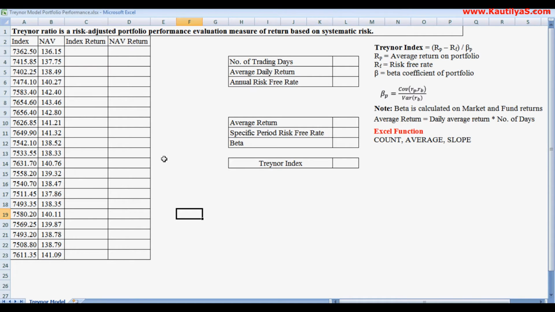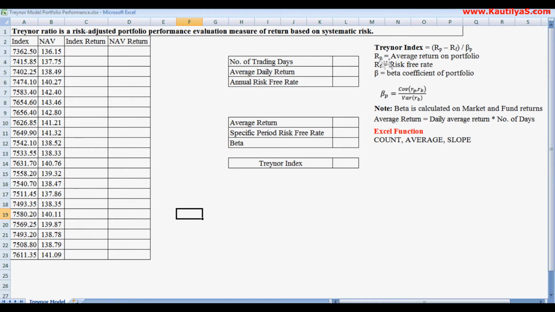In contrast to Sharpe ratio, Treynor ratio uses systematic risk as a denominator or adjustment factor, whereas in a Sharpe ratio we use total risk, that is standard deviation of a portfolio. So we see how to calculate a Treynor ratio. Treynor ratio is calculated using an equation, that is return on portfolio minus risk-free rate divided by systematic risk measured in terms of a beta.